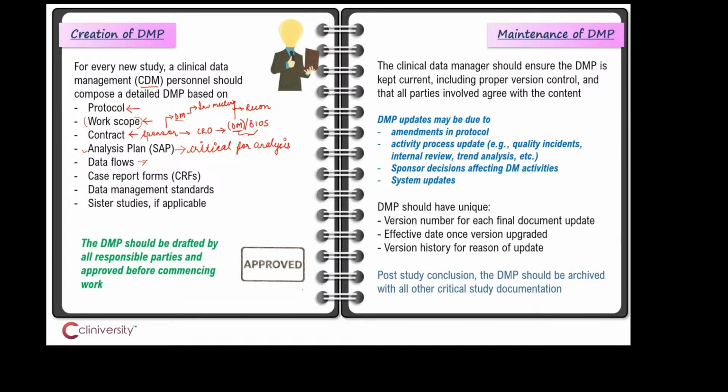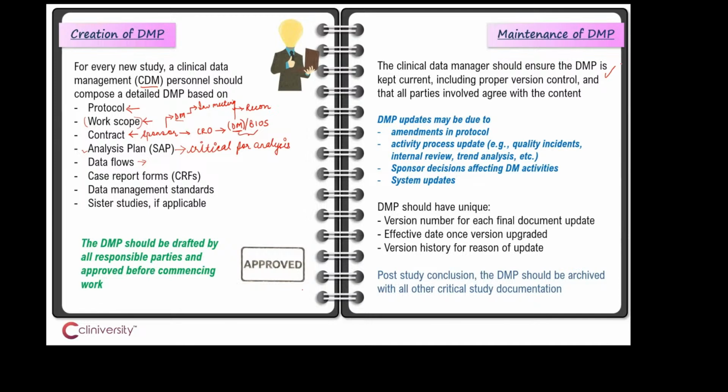Then the DMP, as said, should be drafted by all the responsible parties and they should be approved before the work begins. Then from the maintenance aspect, as mentioned earlier, version control is extremely important and all the parties involved should agree with the content that has been upversioned now.